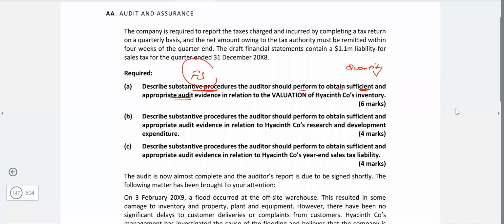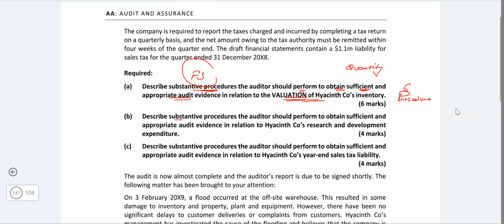So describe the substantive procedure the auditor should perform to obtain sufficient and appropriate audit evidence in relation to the valuation of the Hyacinth company's inventory. Now the inventory is IS2 as we have discussed. So 6 marks means you need to write 6 procedures.